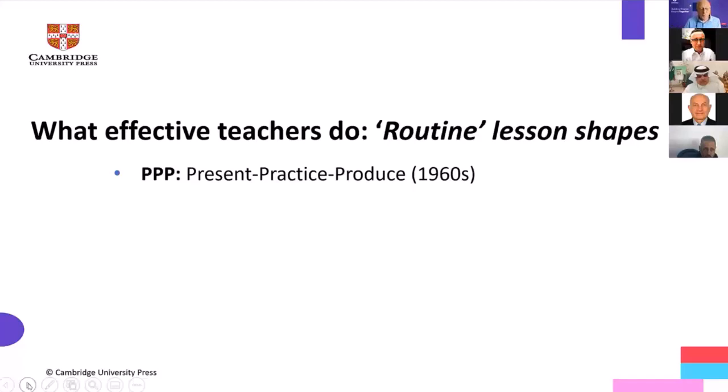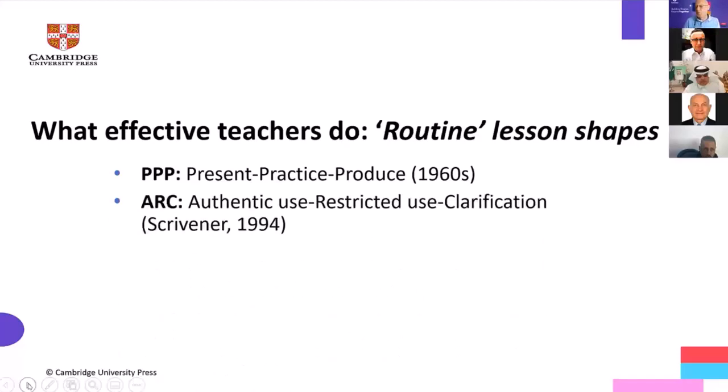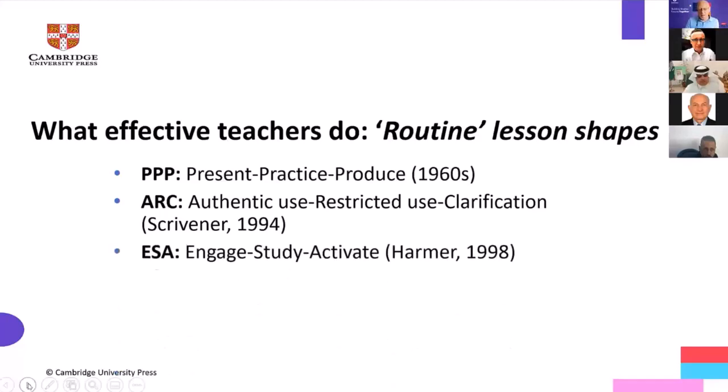But of course, we also need to remember that there isn't just one lesson shape. I'm not going to ask you to type in the chat box, but of course you're familiar with Jim Scrivener. And in the mid-1990s, Jim Scrivener proposed his ARC lesson shape. I mean, he didn't call it a lesson shape, he called it a model, I guess. But I'm just using the term lesson shape because I think it helps me to understand what I'm talking about. But he talks about, or talked about, authentic use and restricted use and clarification.